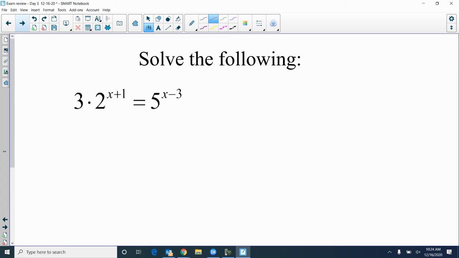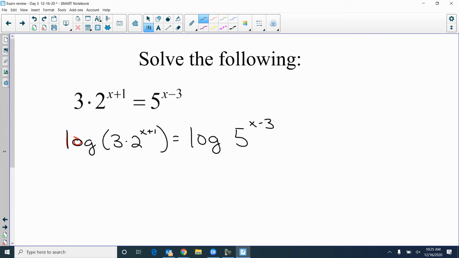Dividing by 3 doesn't really help us a whole lot because you got this power here. There's really actually no easy way to do it. I think it's a little bit easier if we take the log right here, where it is a product. So take the log of 3 times 2 to the x plus 1 equals log of 5 to the x minus 3.